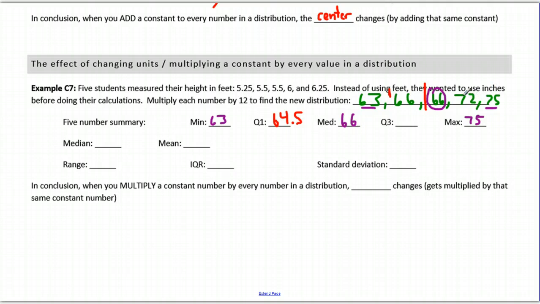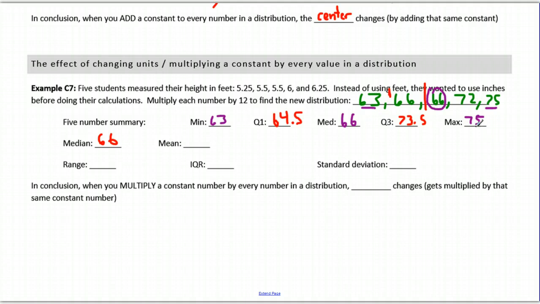Same thing over here, between 72 and 75, if I add them together and divide by 2, it will be 73.5. 73.5 is halfway between these two. So that's my third quartile. My median, we already wrote that down, that's 66. Mean and standard deviation, we'll wait for the calculator.